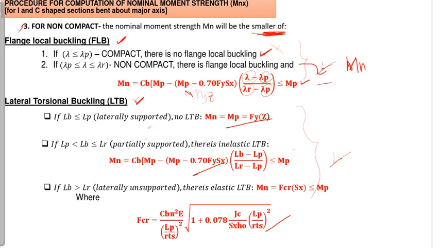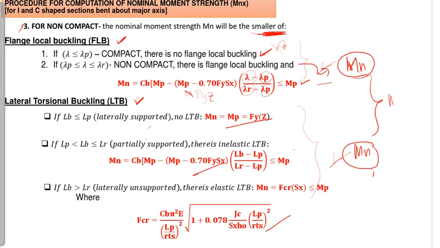Pag non-compact lang yung nakuha nito, may value tayo ng MN dito. Tapos, in LTB, meron din tayong value na makukuha dito. Okay? So, dalawa yung MN na makukuha nyo if you check for FLB and LTB. Pag non-compact lang ito, may value ng MN. Pag compact dito sa FLB, wala tayong MN dito. Ito lang yung meron tayong MN sa LTB. So, pagka dalawa yung nakuha ninyong MN, ano yung gagamitin nating MN?